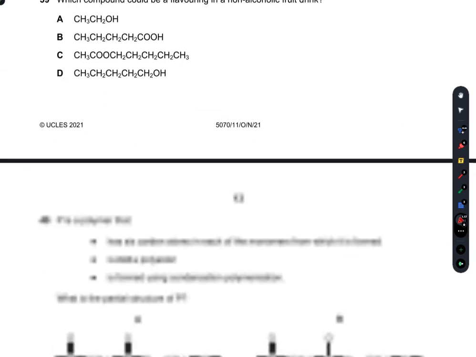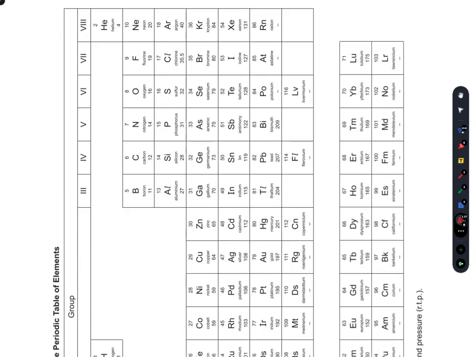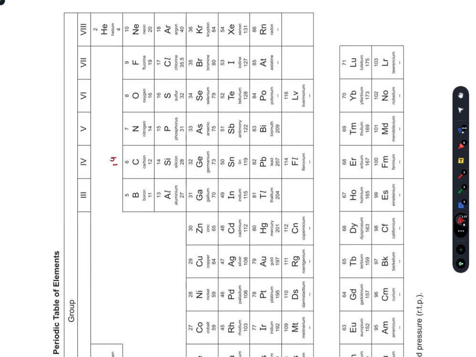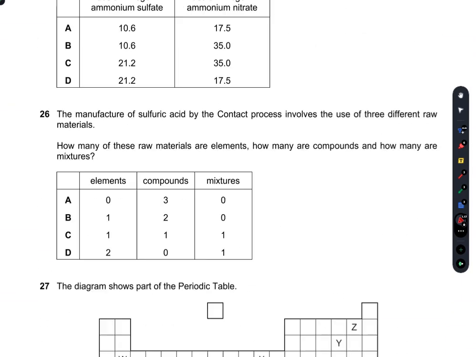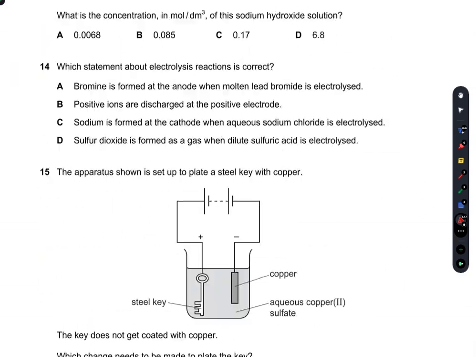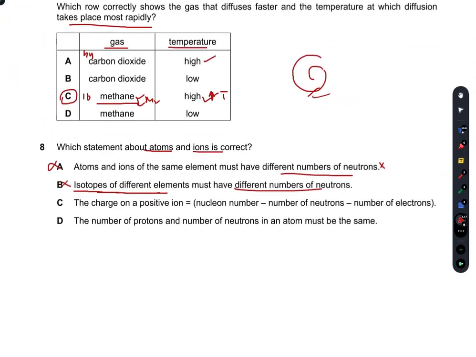Suppose we check the periodic table, let me open it. There is carbon-14, and the number of neutrons in it is 8. Similarly, we have nitrogen-15, and this has 8 neutrons. 8 neutrons, 8 neutrons. So this can be the same. This is not different. So the number of neutrons in isotopes of different elements can be the same. So B is also incorrect.